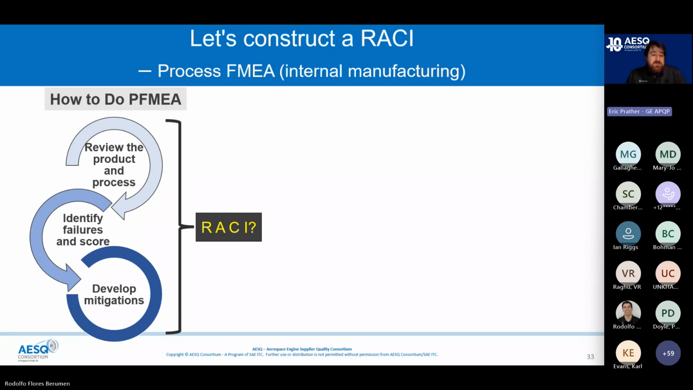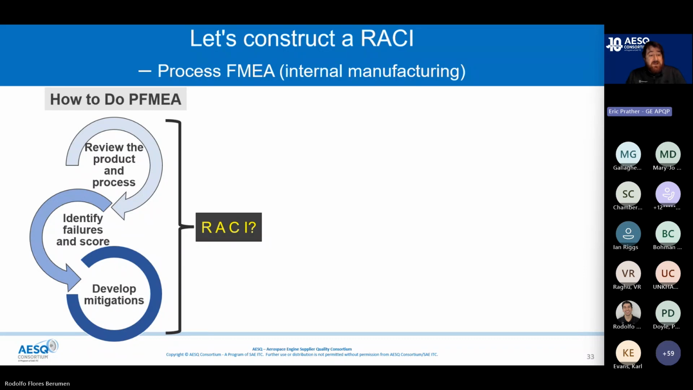Our example today, we're going to focus on a process FMEA for internal manufacturing. Anyone who's been involved knows that we have a decent sized team working on the process FMEA. It's very cross-functional, very multidisciplinary. So going through how to do that, the PFMEA process is review the product and the process.